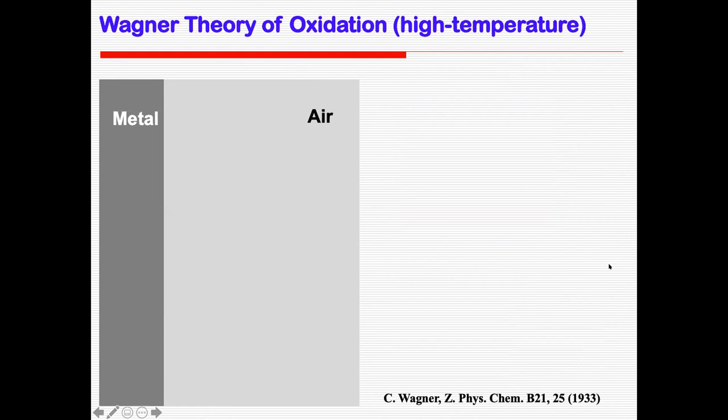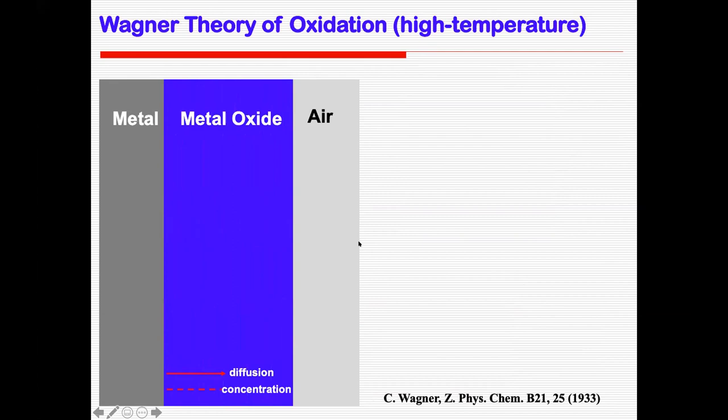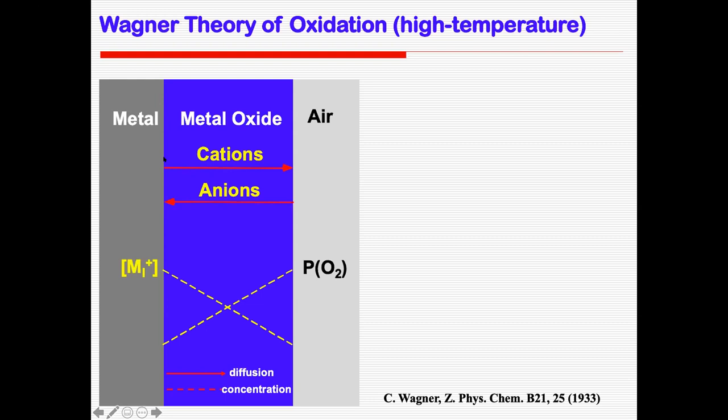All right, so let's first look at some fundamental understanding of the oxidation mechanism. There are two classic models. One is called the Wagner theory of oxidation. This is typical for high temperature oxidation. When a piece of metal is in contact with an oxygen-containing atmosphere, it develops an oxide layer. The oxide growth is controlled by diffusion. Basically, the diffusion of metal atoms to the outer surface and the inward diffusion of oxygen to the oxide-metal interface.